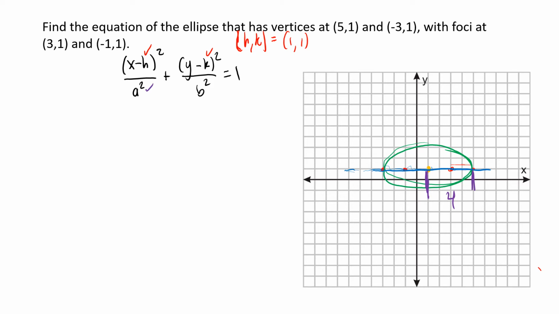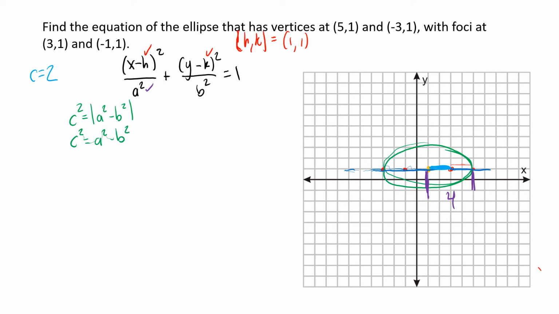We have that. We don't have B, but we do have C. C is this distance from the center to a focus. That's 2. So C is 2. We don't need that in our equation, but we need it to find B. So we already have HK, A, and the only thing left we need is B. To find B, remember we have the equation C squared is equal to the absolute value of A squared minus B squared. For a left to right oriented ellipse, it's exactly what it says it is. So we can just say C squared is equal to A squared minus B squared.